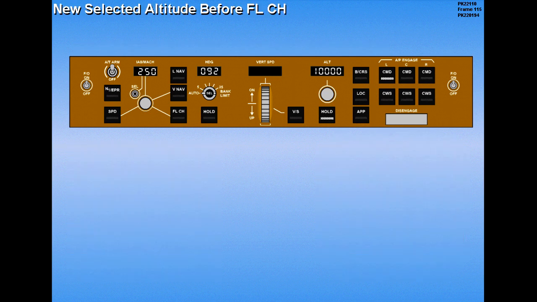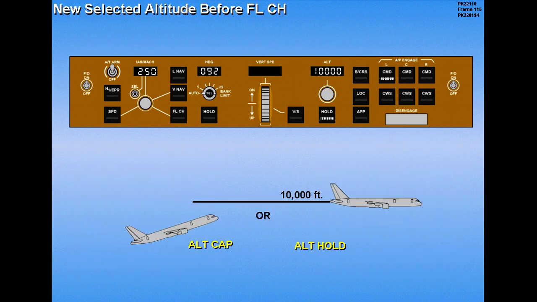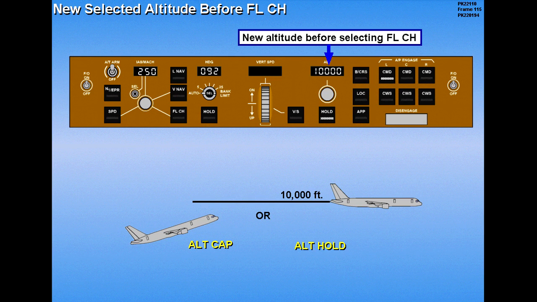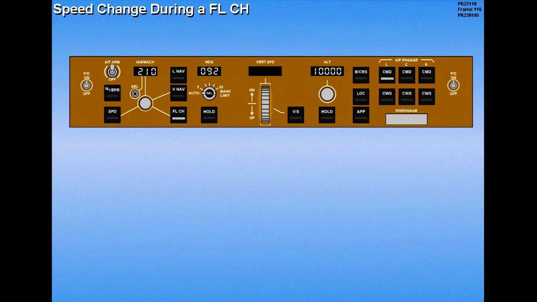If the current mode is altitude, capture, or hold, a new altitude must be selected on the MCP before flight level change will engage. During flight level change, climbs, or descents, speed changes are made by selecting the desired speed with the IAS Mach selector.